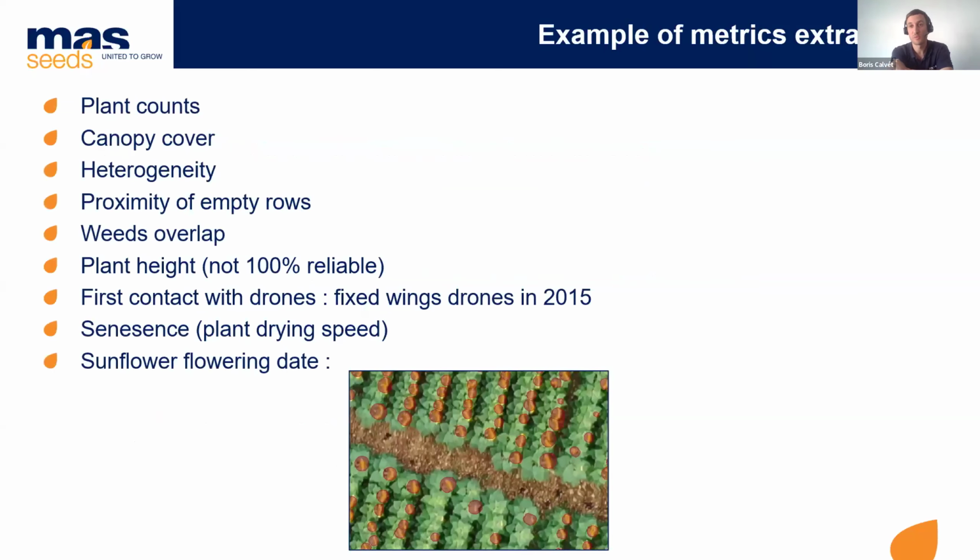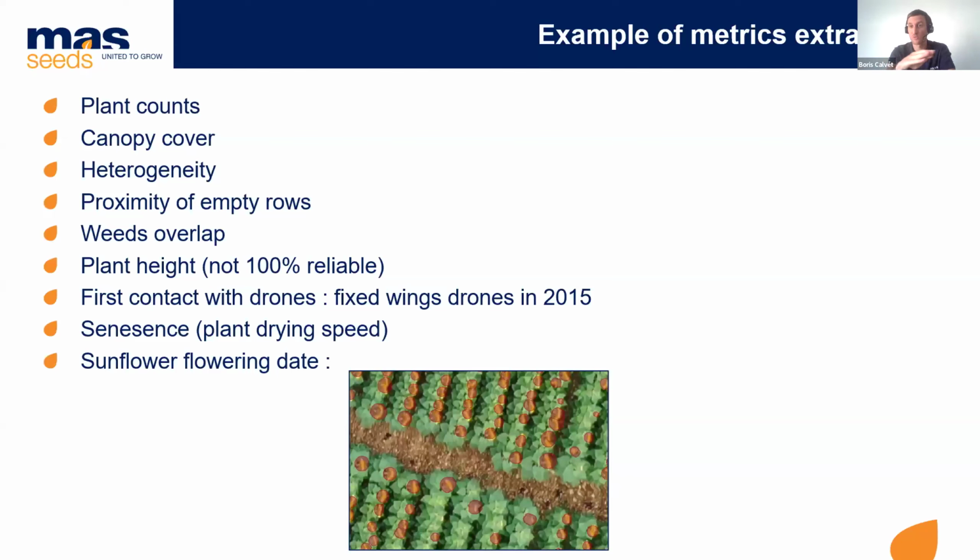Just a quick example of the metrics we're interested in. Plant counts, of course, that's the first thing. Then canopy cover is also interesting for us. Heterogeneity, I'll try to show later what I'm speaking of with heterogeneity. Proximity of empty rows is also something we like to track.